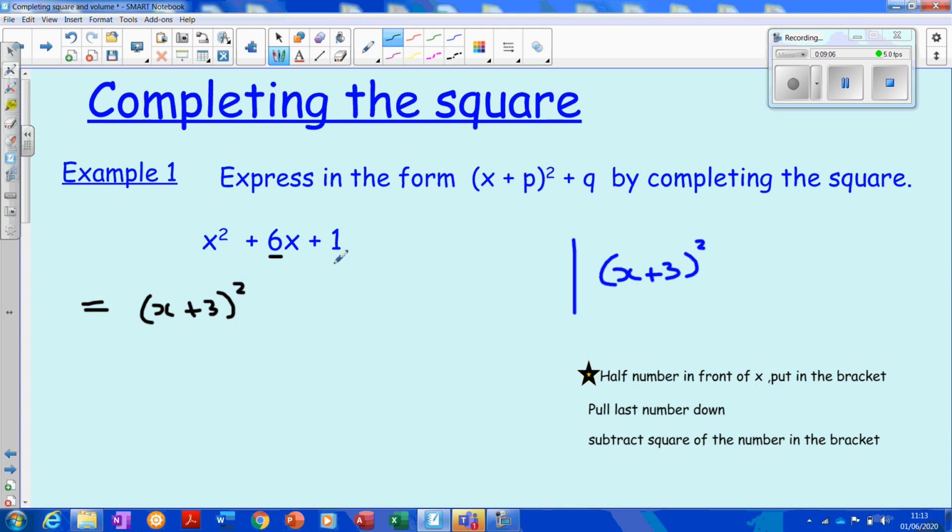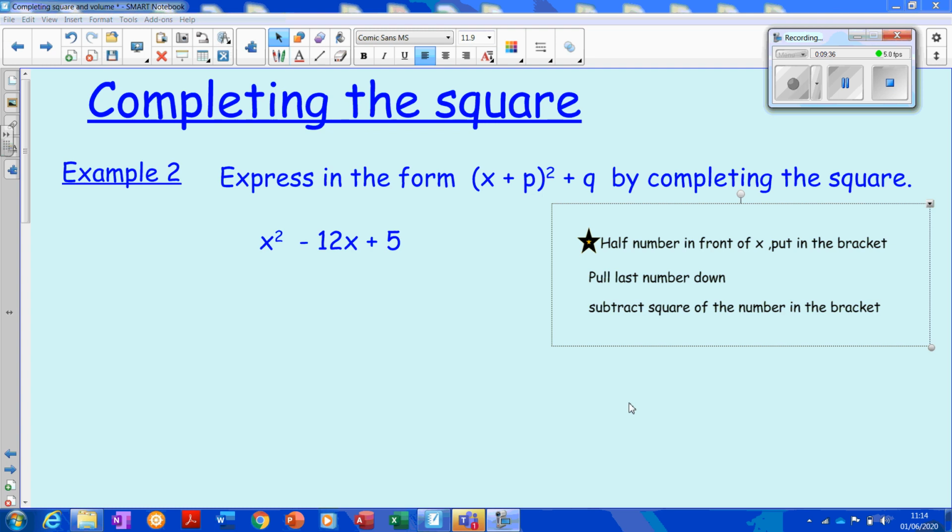Now, second thing is pull the last number down. So that plus 1, just write it in there. And the third thing you've got to do is subtract the square of the number in the bracket. So the number in the bracket is 3, so 3 squared is 9. I want to take away 9. So 3 wee steps that you've got to do. Then you tidy it up, so it's x plus 3 all squared, and minus 9 plus 1 is minus 8. Okay, right, next one.